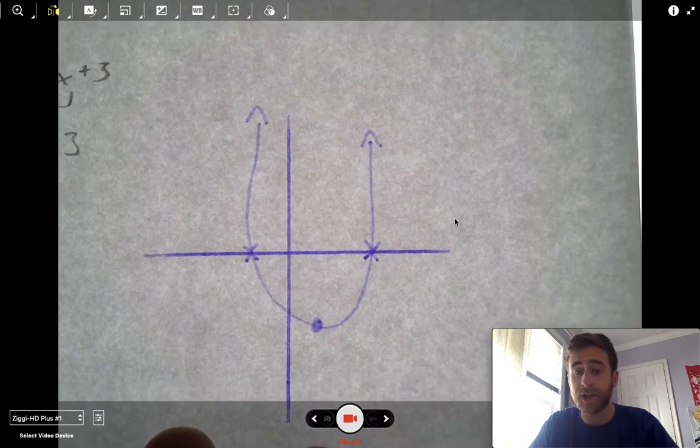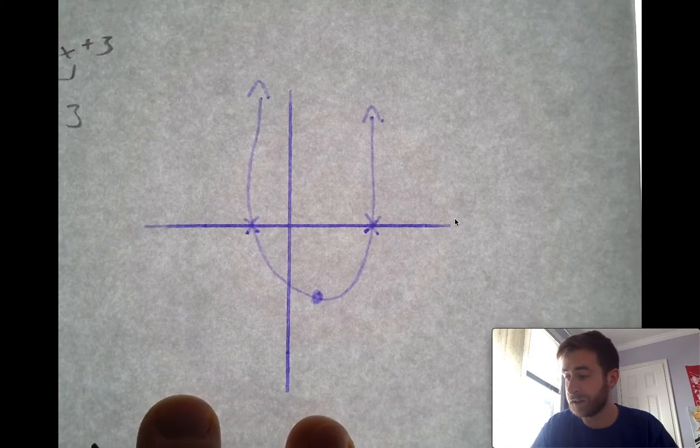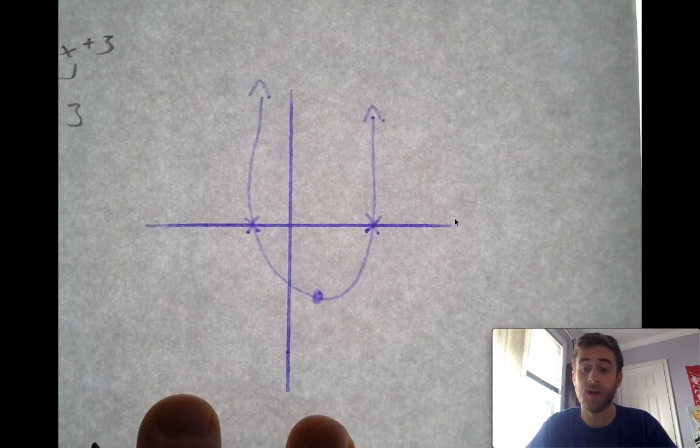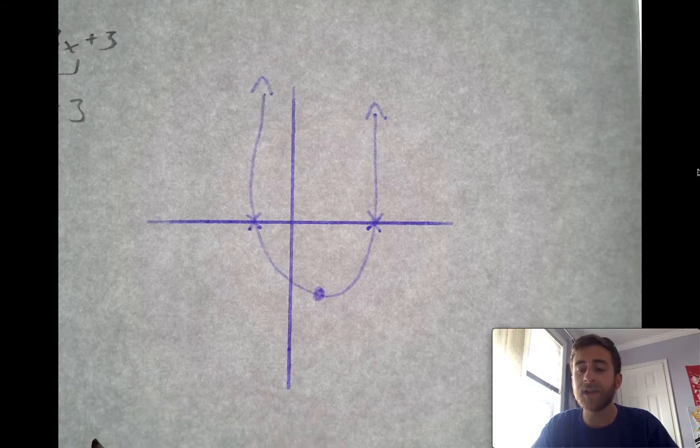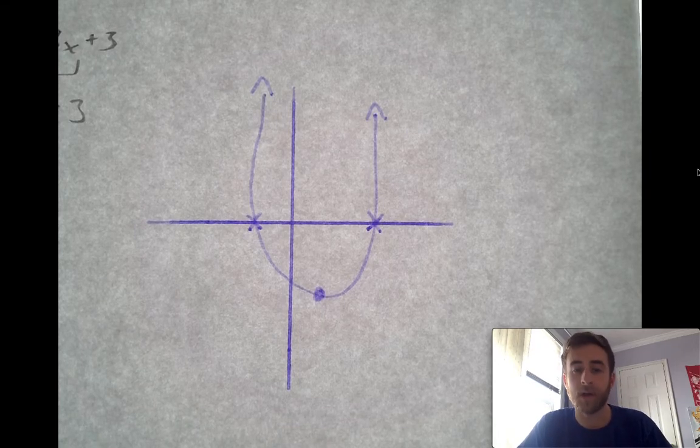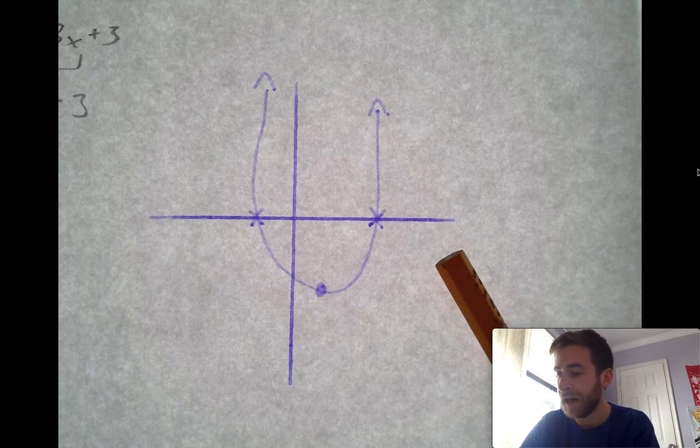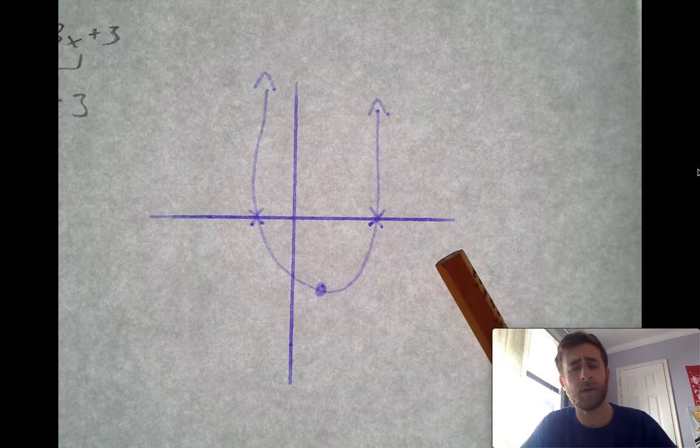So what you see on your screen now is a picture of a quadratic. Every single quadratic is always going to look similar to this. It's going to be some kind of U-looking shape.